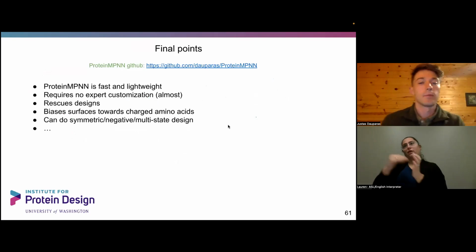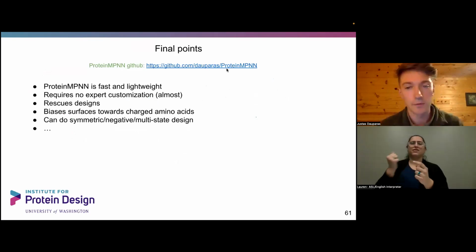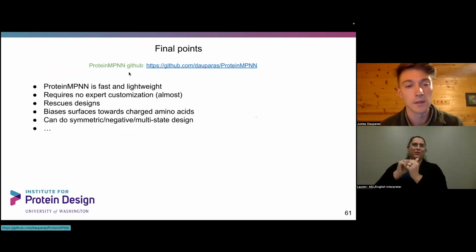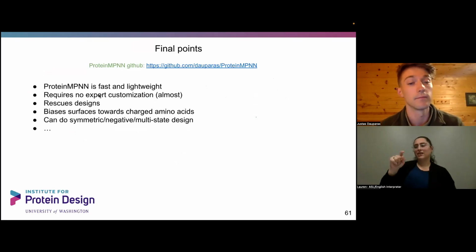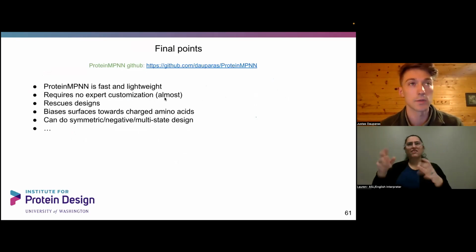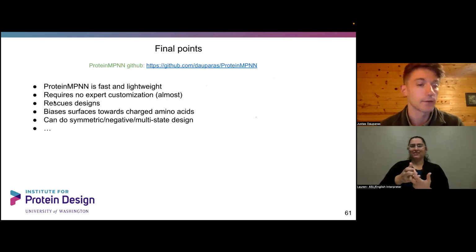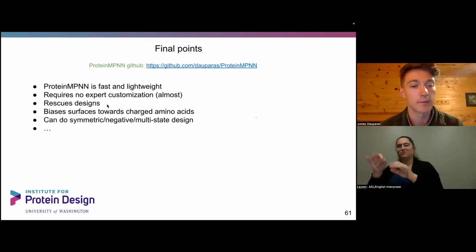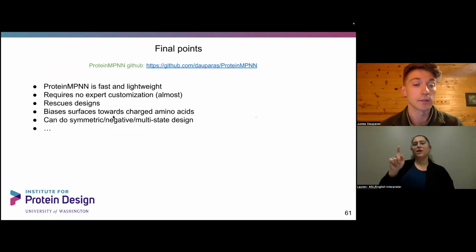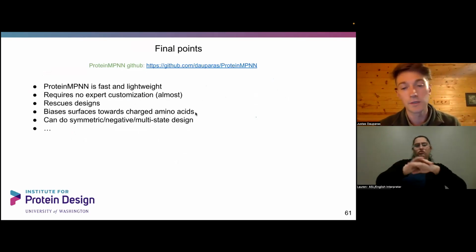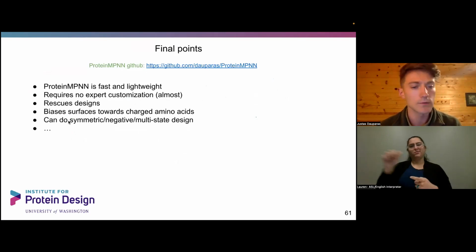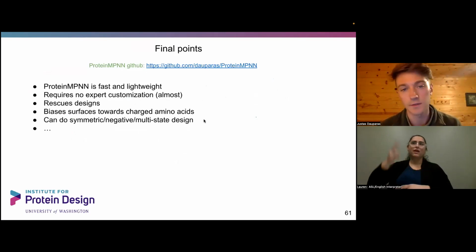Some final points: ProteinMPNN is available on GitHub. It's open source. It's fast and lightweight. There's almost no expert customization compared with Rosetta, except choosing which regions to redesign and picking some temperatures. It rescues a bunch of designs in the Baker lab. There is a bias towards surface charged amino acids, and maybe that's contributing to the high expression yields and solubility. You can do symmetric, negative, multi-state design, and so on.